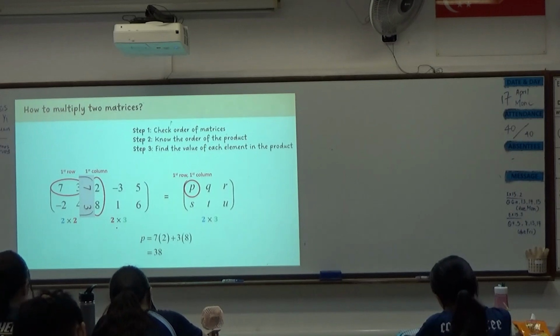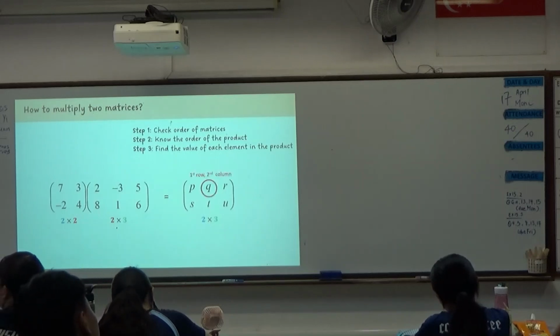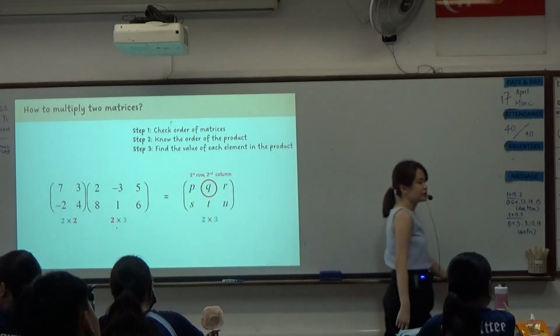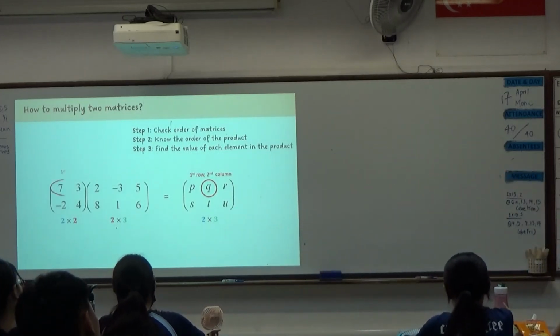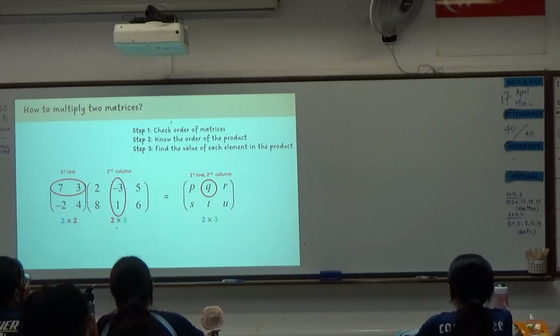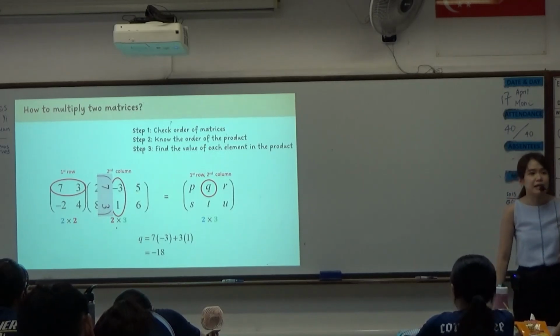Questions? Okay, likewise, if I'm trying to find out, let's say, first row, second column, I will go for the first row on the left, second column on the right. Again, watch the animation. First row, flip around, multiply with the second column, and add. Then Q will be 7 times negative 3 plus 3 times 1, so negative 18.